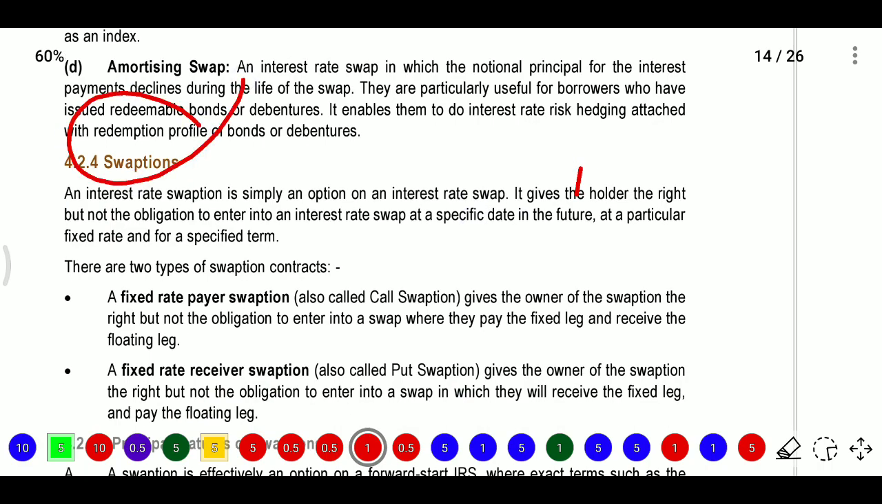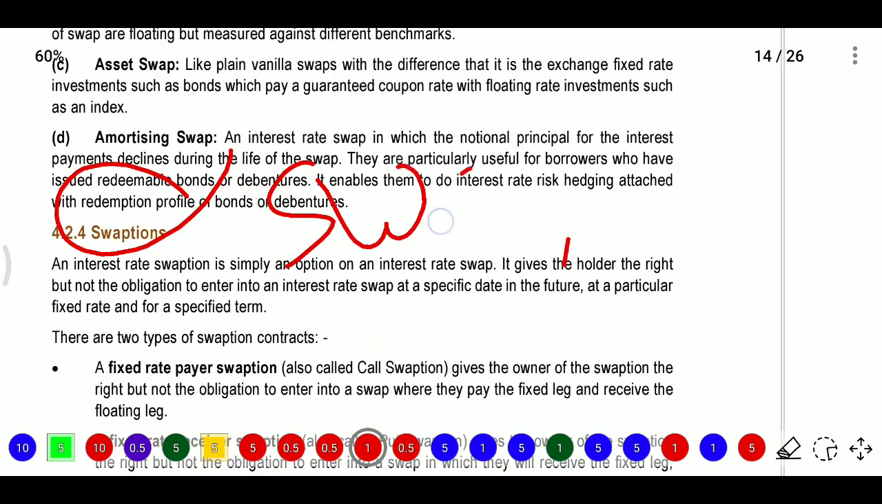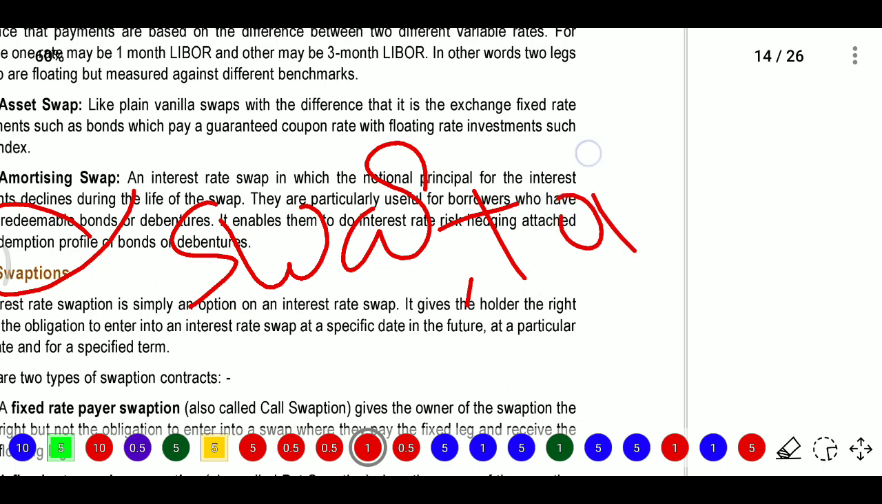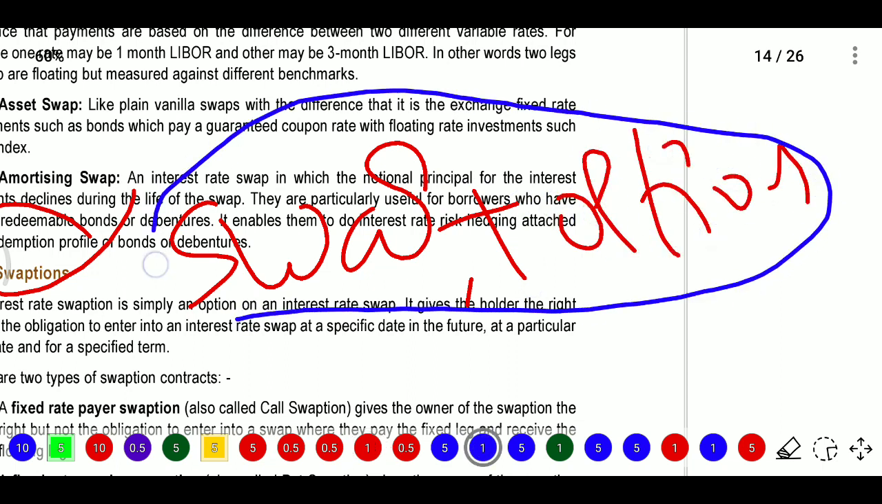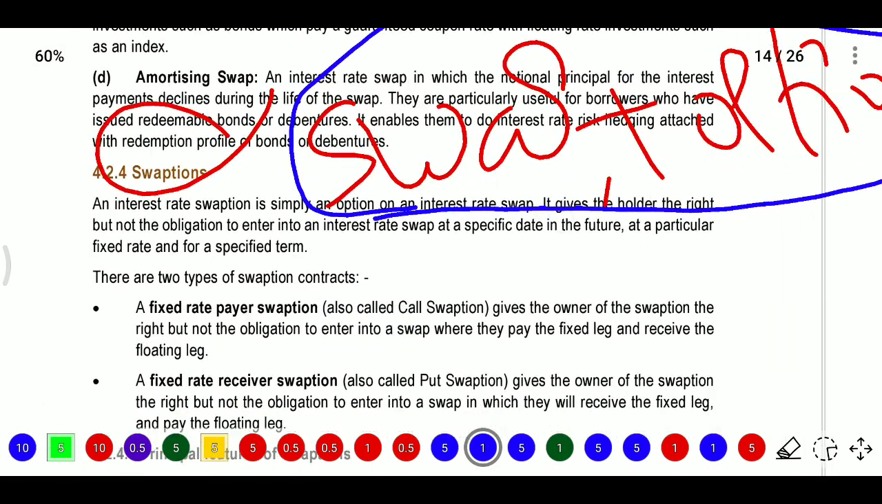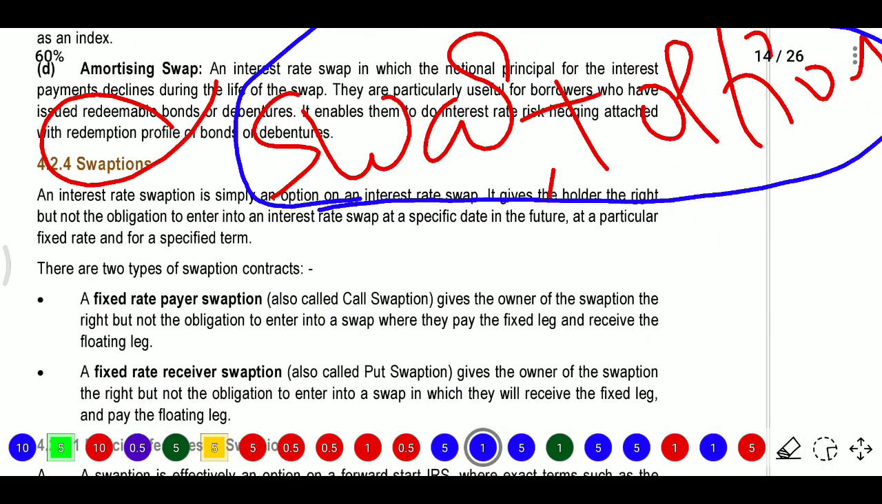Next, swaptions. What does swaption mean? Swap plus options is known as swaptions. So swap plus options means swaptions. An interest rate swaption is simply an option on an interest rate swap. Here we have both. Swap means exchanging the cash flows. Option means we have a right, not an obligation, by paying the premium. So both are provided in one. An interest rate swaption is simply an option on an interest rate swap.